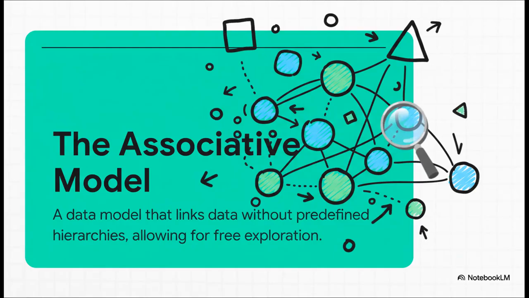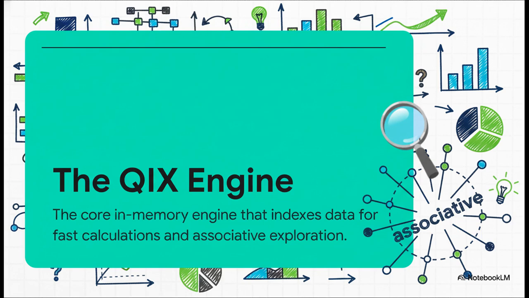And this is all possible because of what's called the associative model. Instead of rigid, predefined paths, think of your data as a massive web. Every single data point is connected to every other data point. There are no dead ends. You can click anywhere on anything and instantly see all the connections, even the ones you never would have thought to look for.